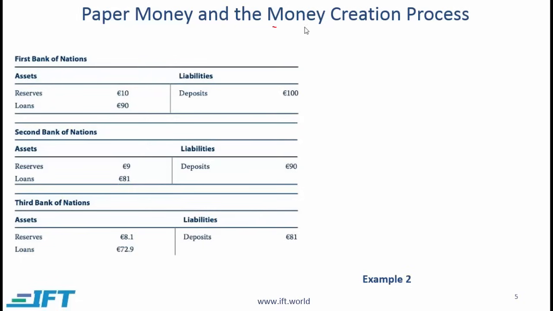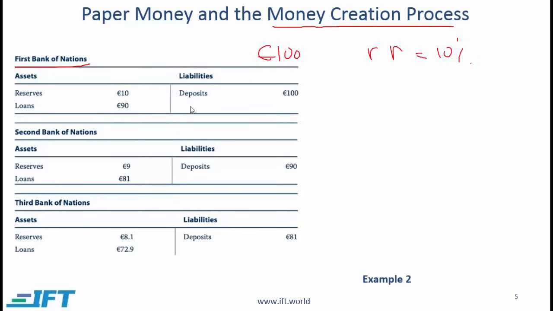Now let's consider the money creation process, and we'll go over an example which is presented in the curriculum. Let's say that in a given economy, the bankers come up with a reserve requirement of 10%. What this means is that when people deposit funds in a bank, then the bank is required to keep 10% as reserves, and the rest can be loaned out. So what happens if a customer makes a €100 deposit in the First Bank of Nations?